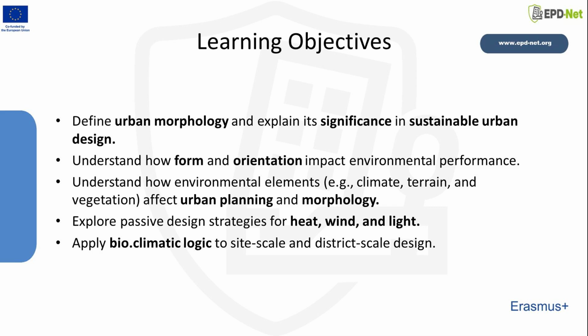Third, we will explore how environmental elements such as climate, terrain, and vegetation shape urban planning and morphology. Cities are not abstract compositions, they evolve in response to environmental forces. Topography, wind corridors, solar exposure, and green infrastructure all influence spatial structure.